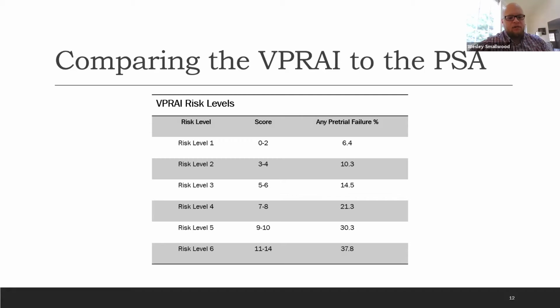And so as you can see, the lower the risk score, the lower the risk level. The higher the risk total, and the more risk factors that are present for that individual, the higher the overall risk level that individual would be assessed at. And as you can see, for those risk levels, there is a percentage of pretrial failure that is calculated based off of each risk level. So in a nutshell, that's what the VPRAI is measuring. That's how those scores are totaled and what those scores mean based on how they fall into a risk level and risk mitigation strategy.